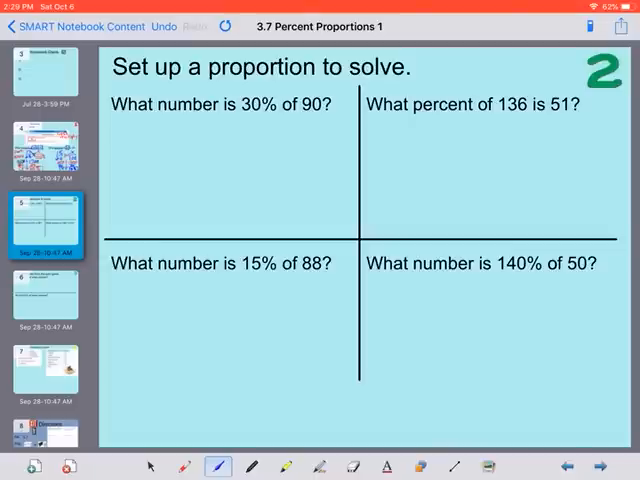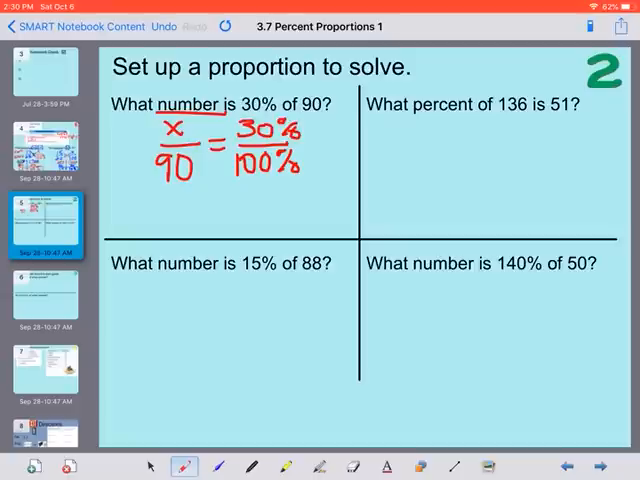Here, we're going to do a couple more, but now we're looking for a number. What number, so when we set up our proportion, one side equal to the other side, we're figuring out what number is 30% of a total of 90. Remember, on the left I'm having my numbers, on the right I'm having my percents. I have my percents. 30% is 30% of 100%, we know that. But we want to figure out what number is 30% of 90. So we're going to cross multiply.